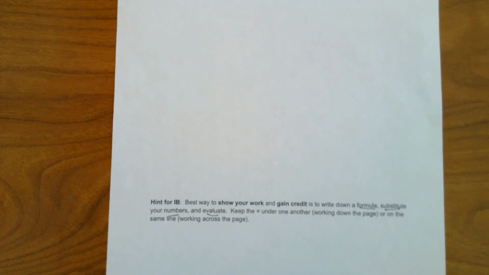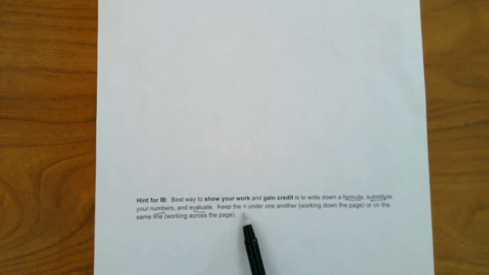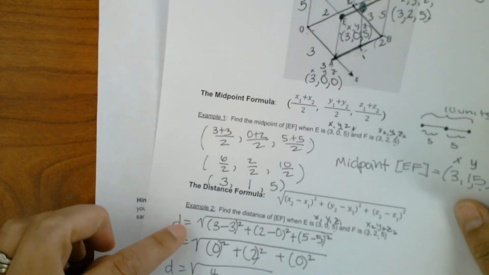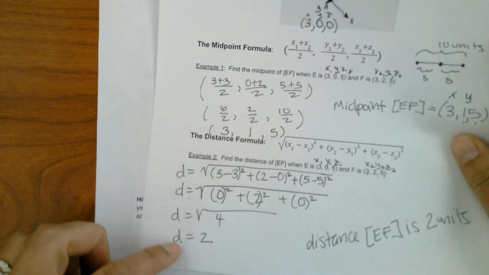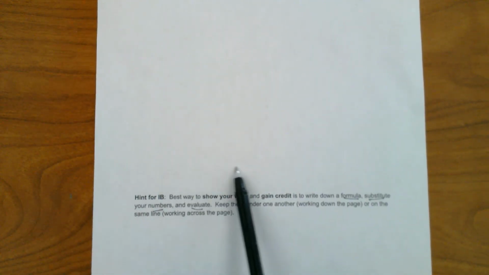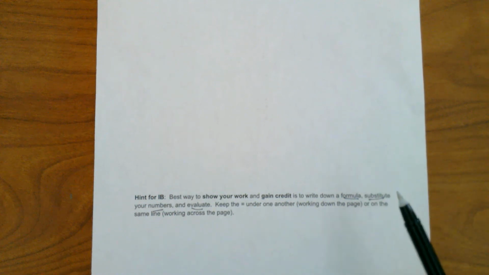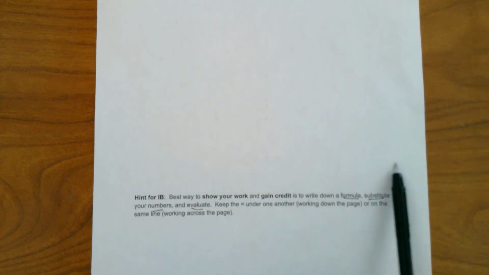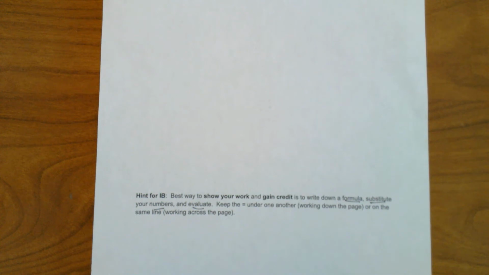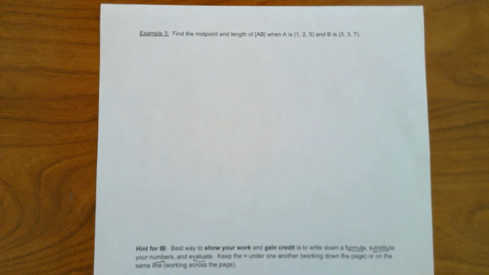They understand what numbers to substitute in, and they're going to give you the most credit. Also, keep your work organized. Either keep the equal signs under one another, just like what I did here. See how my work is organized? I worked down the page. Or if you like to work across, like you're writing a sentence, then just keep doing the equal sign across. They just want to see some organization. So knowing that hint, let's find the midpoint.